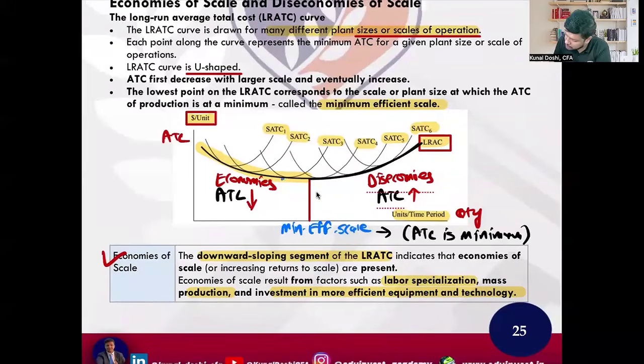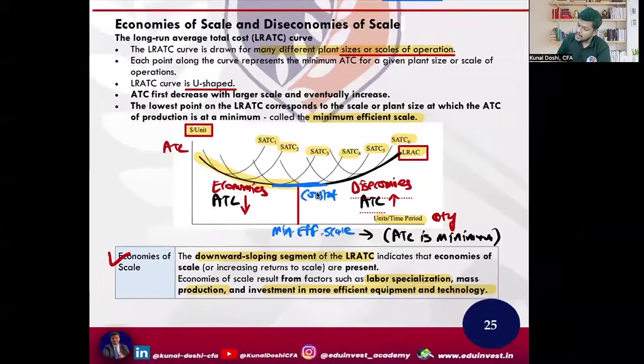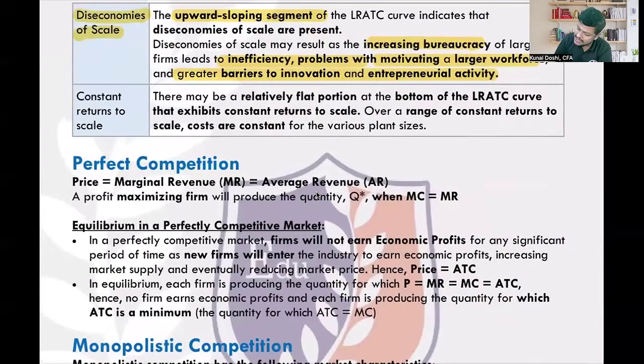And between these two phases, for a temporary moment, you have this straight line, which is called constant returns to scale. What happens at constant returns to scale? There may be a relatively flat portion at the bottom that exhibits constant returns to scale. Over a range of constant returns to scale, costs are constant. So your ATC is constant for different plant sizes.